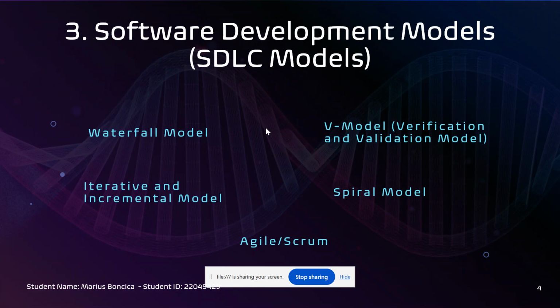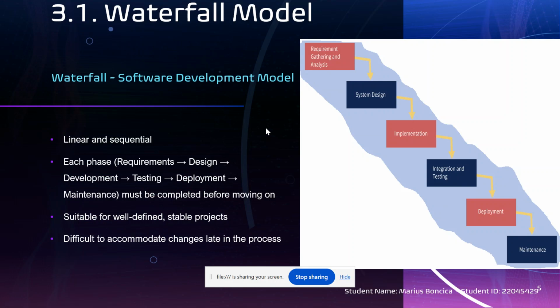Software development models are five in number: the waterfall model, iterative and incremental model, V model, spiral model, and agile and scrum model. The waterfall model is a linear and sequential model, having each phase separate, and each must be completed before moving on. The phases are requirements, design, development, testing, deployment, and maintenance. It is suitable for well-defined, stable projects, and is difficult to accommodate changes late in the process because you have to go through each phase again.